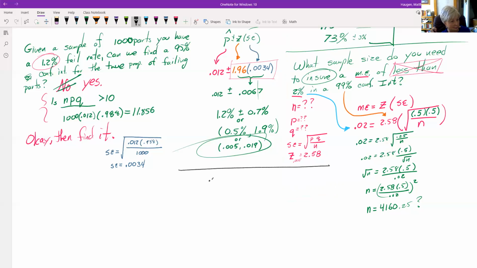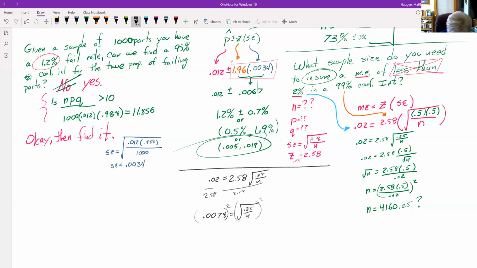So let's say we were going to walk through it and we had a calculator and wanted to do it that way, what would you do? The first thing you'd probably do is divide 2.58. And what is 0.02 divided by 2.58? 0.0078 equals the square root of 0.25 divided by n. Then you'd square both sides, right?